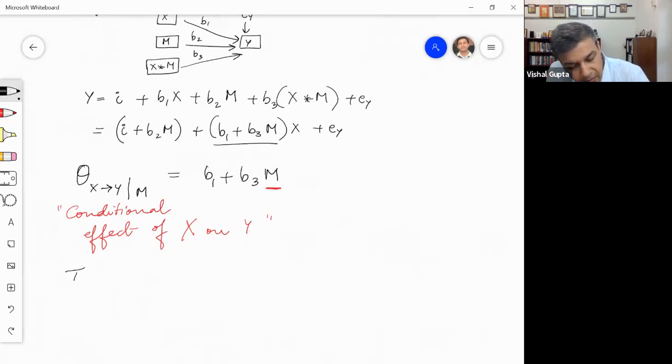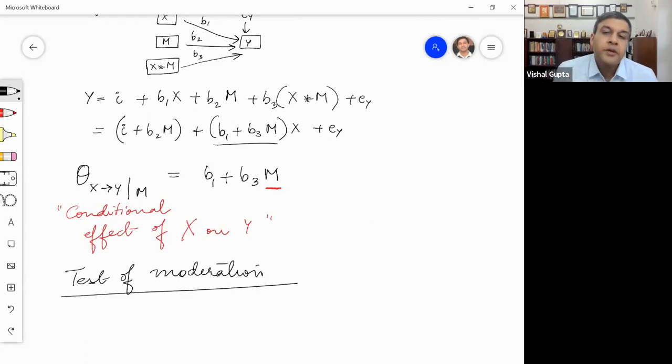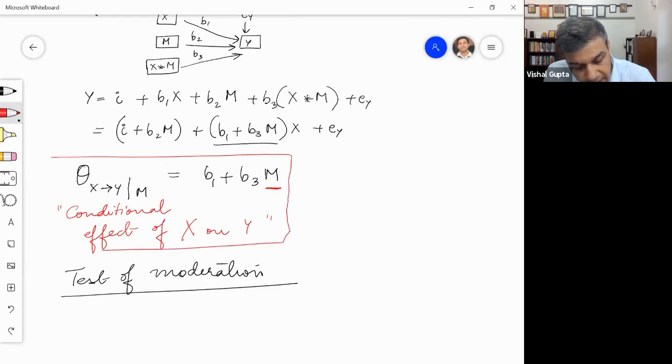Now, what is the test of moderation? Like we did the test of mediation, how or when will you say that there is a moderation in my model, in my analysis, in my research that I am doing, in my data? Okay, so we call it the test of moderation. If you look at the equation that we have written here, when will the effect of X on Y become conditional on M? It will become conditional on M when my B3 coefficient is significant in the analysis.